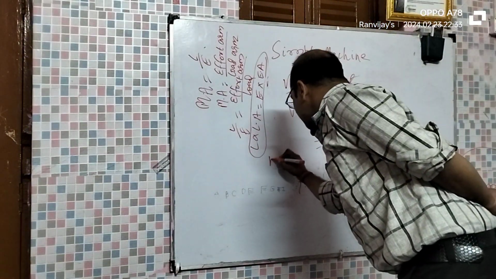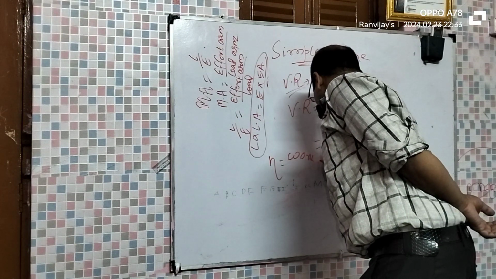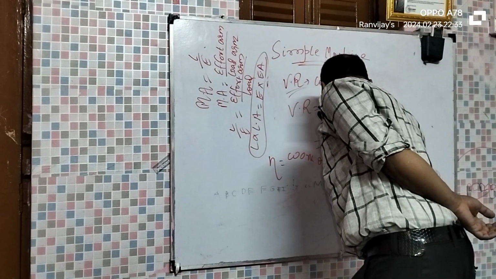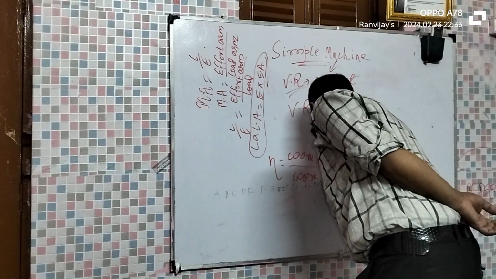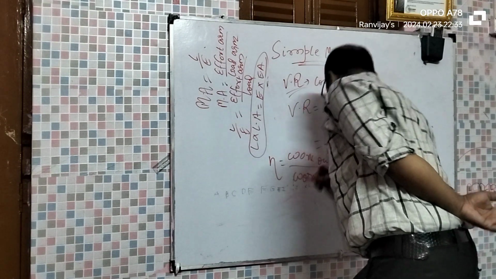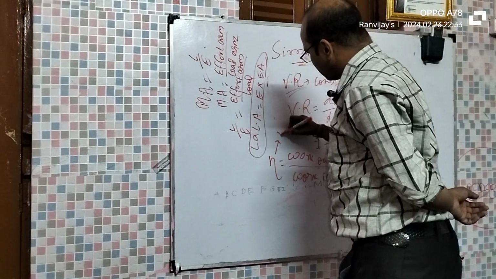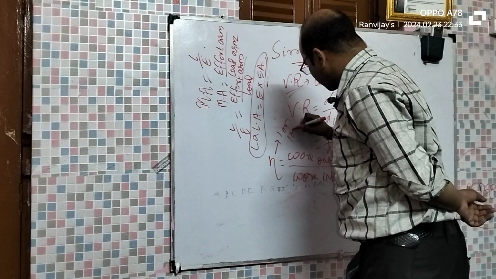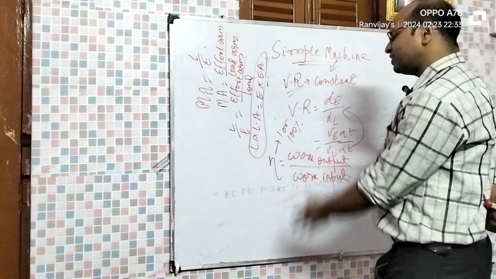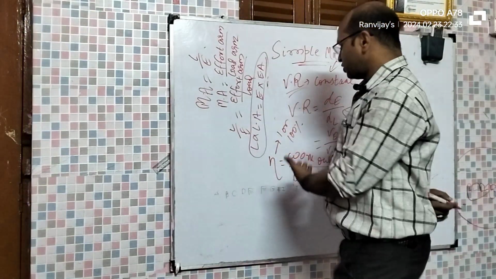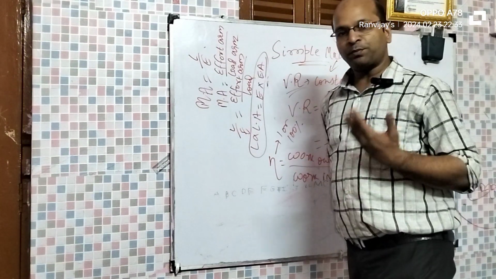Now what is efficiency? It is denoted by this. Efficiency is defined as the ratio of work output to work input. In case of a machine, efficiency total means either 1 or 100%. Theoretically it is possible, and we do numericals also taking it as 100% or 1. But practically it is not possible.